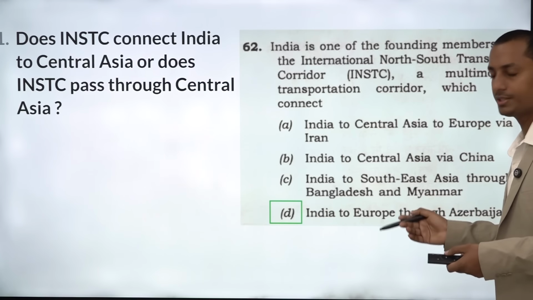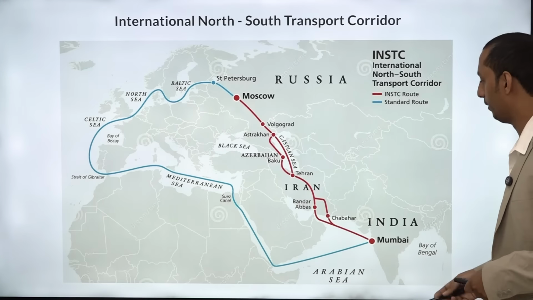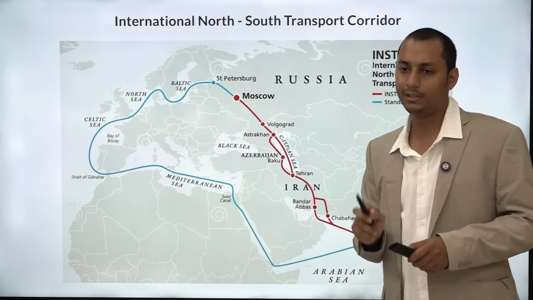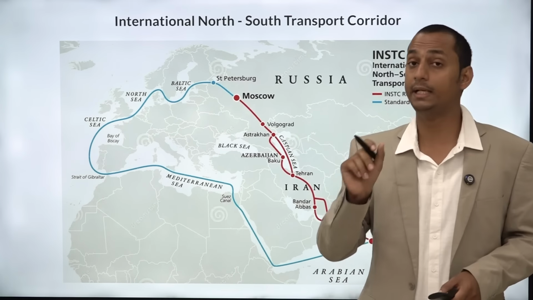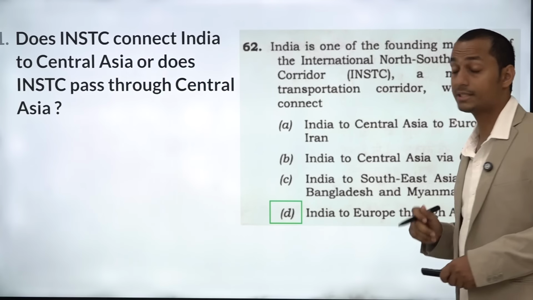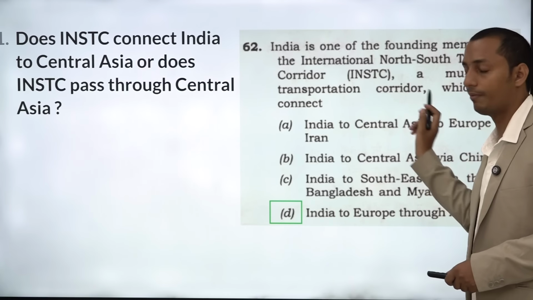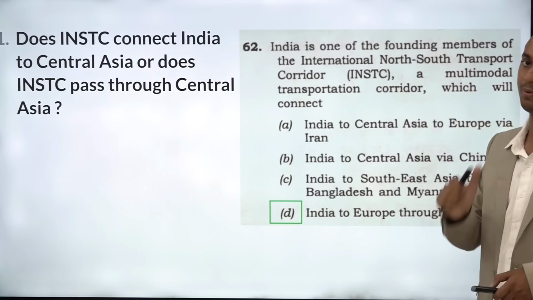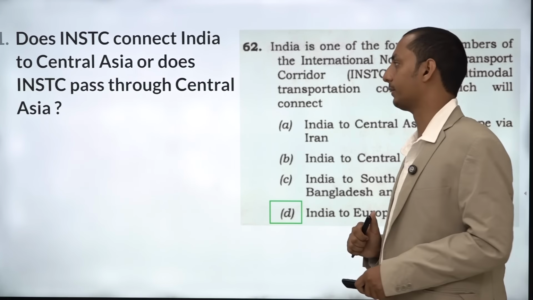Now, why is D the answer? It is definitely correct, right? Because it is India to Azerbaijan, then to Europe. So D is more crisp and more accurate. Therefore, D is the answer. Then why is A incorrect? Because it doesn't have any connection with Central Asia, and there is no connection between Central Asia and Europe. That's why A is incorrect and D is the correct answer here.